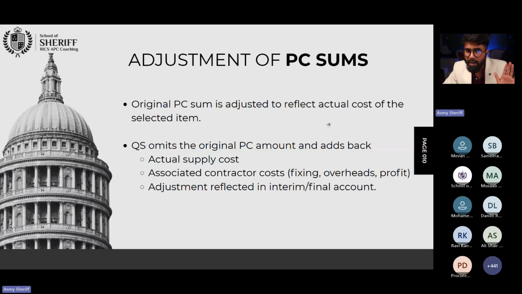Both of them are uncertain. Do you know whether the employer will construct the building or not? Do you know whether the employer is going to select what type of tap? You don't know about it, right? You don't know anything about it.